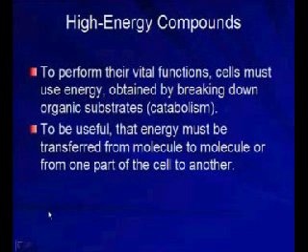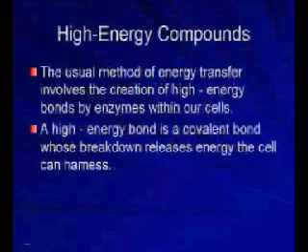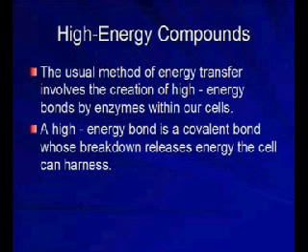Now we'll talk about some high-energy compounds, also important in the human system. To perform their various vital functions, cells must use energy obtained by breaking down organic substances, a process referred to as catabolism, which again we discussed in Lecture 2. To be useful, that high energy must be transferred from one part of the cell to another. The usual method of energy transfer involves the creation of high-energy bonds by enzymes within our cells. A high-energy bond is a covalent bond whose breakdown releases energy in the cell, and this energy can be harnessed.